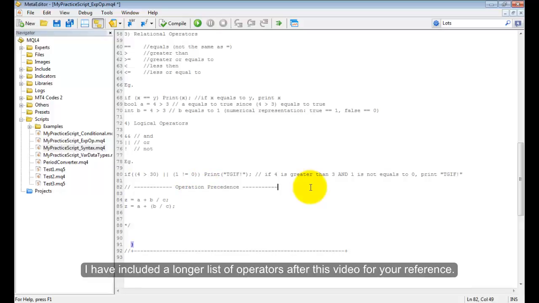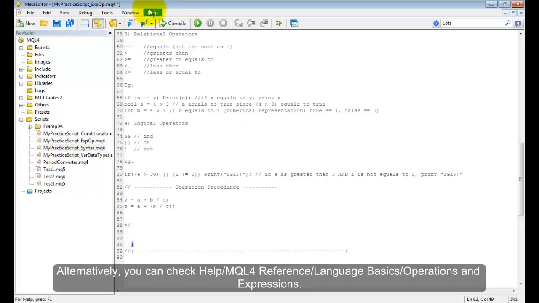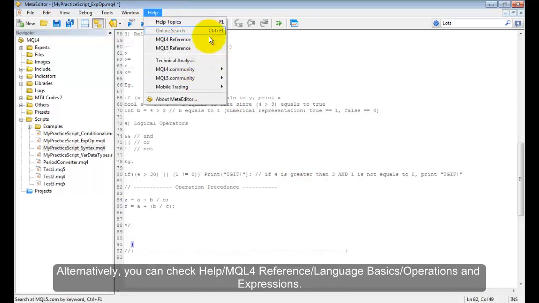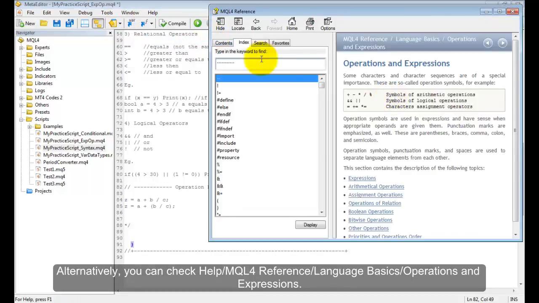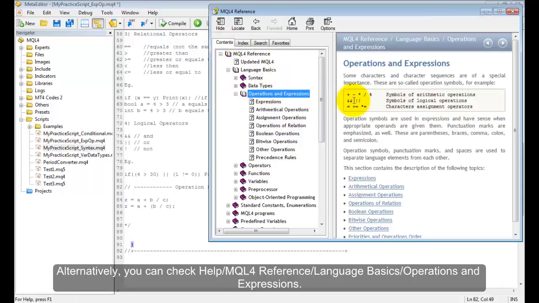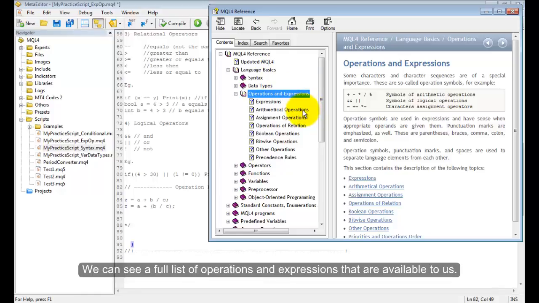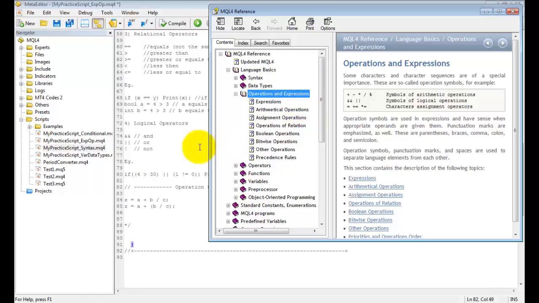I have included a longer list of operators after this video for your reference. Alternatively, we can look at help MQL4 reference. Under language basics, operations and expressions, we can see the full list of operations that are available to us.